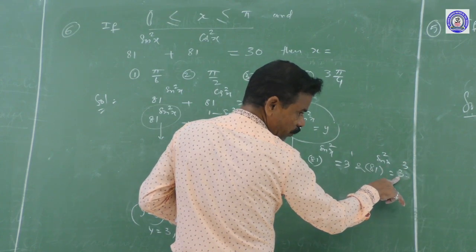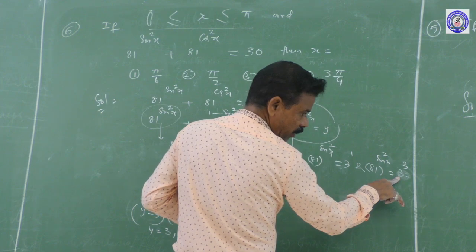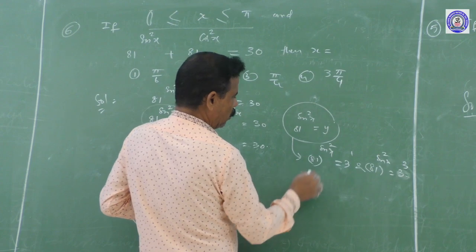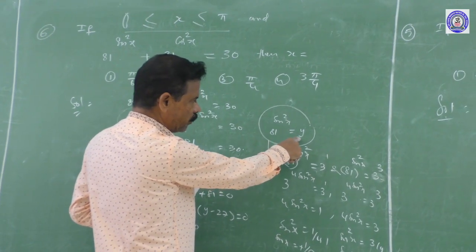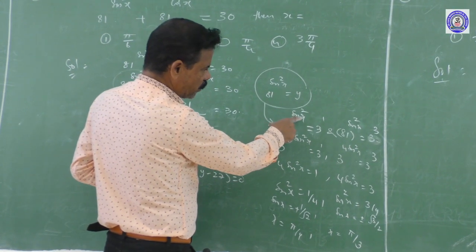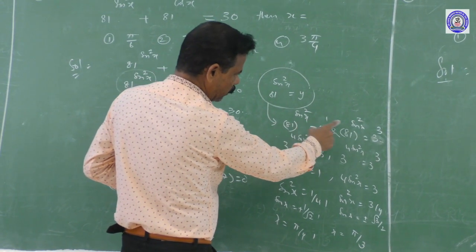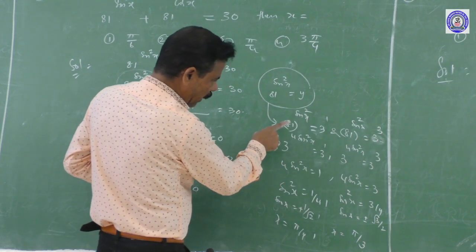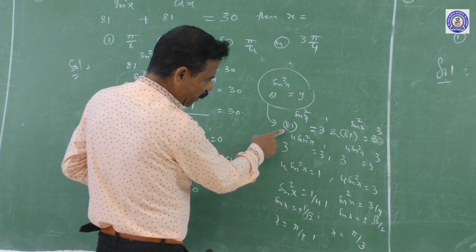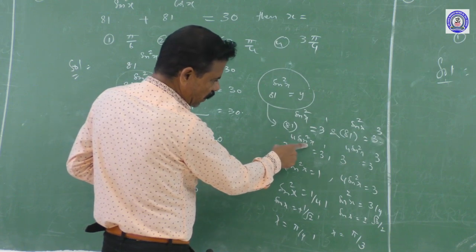3, 3, 3, 3, 3, 9, 3, 27. So from this, sin square x is equal to y, then 81 power sin square x is equal to 3 power 1, here 3 power 3. Again 81 converted to 3 power 4, 3 power 4 is 81. So 4 sin square x.